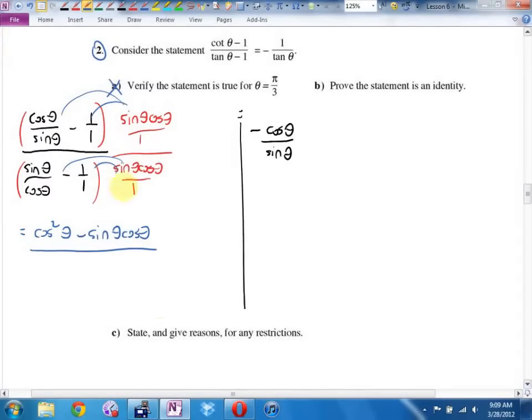In the bottom here, in the first term, a cos will cancel. I'll get a sine squared. In the second term, nothing will cancel. I'll get a sine cos.